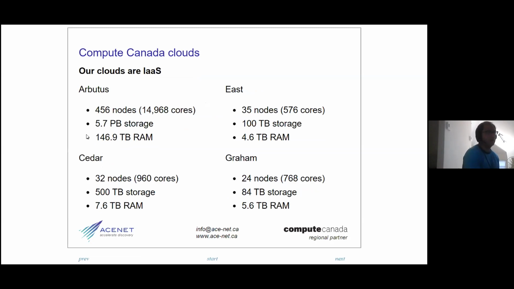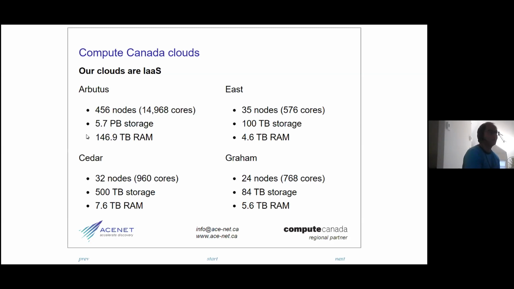Okay, so that's a quick overview of what a cloud is and how the Compute Canada cloud fits into the different types of clouds you can have. We have a number of different clouds, actually. So we have Arbutus, which is sort of our main cloud. It has the most hardware sitting at that site. This is in Victoria in BC.